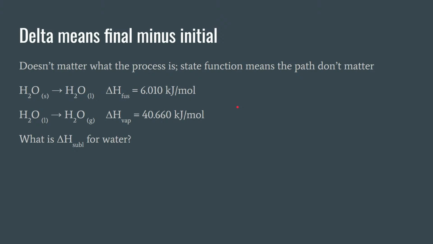And this is true for any process. You could do it for 2 steps, it could be 3 steps, it could be 5, 15, doesn't matter. So long as you get from A to B, it'll work just fine. This is an example of Hess's law. We'll get into that more later.